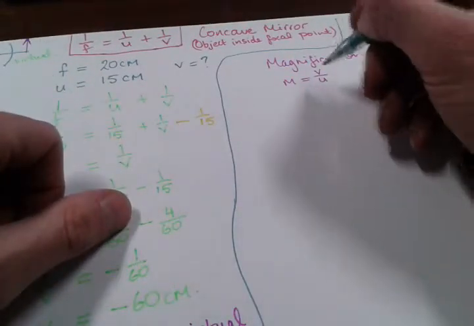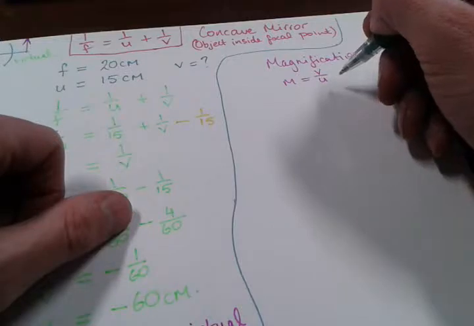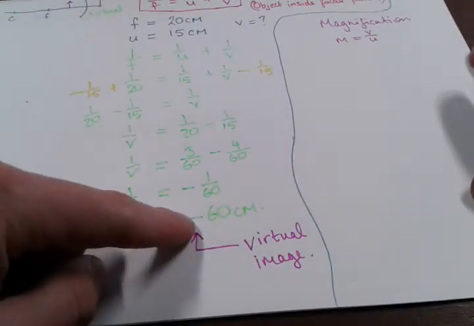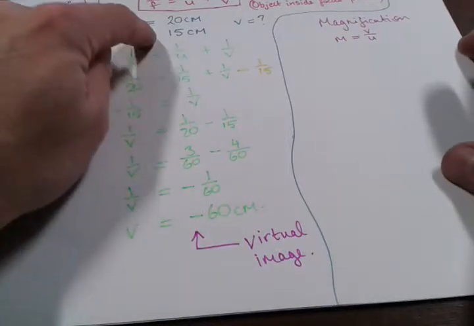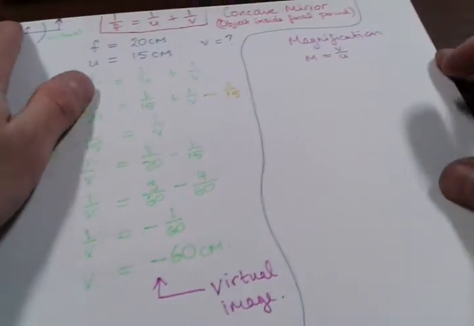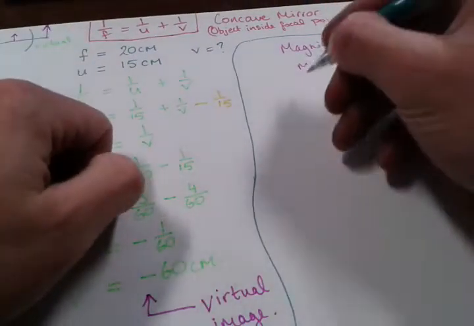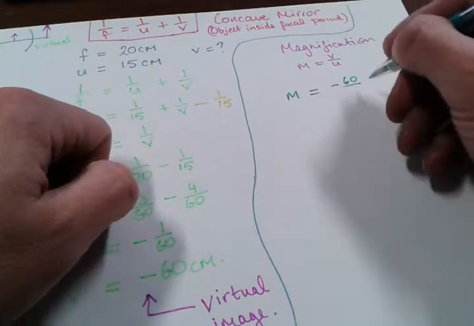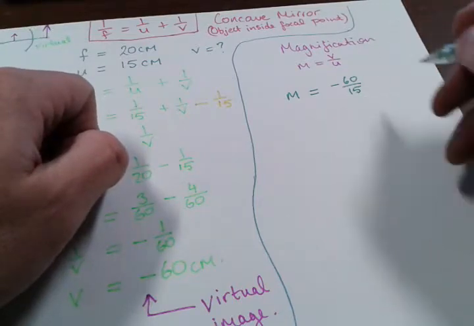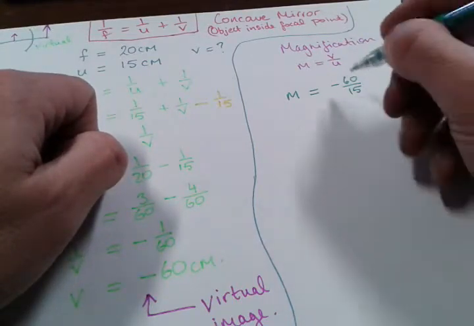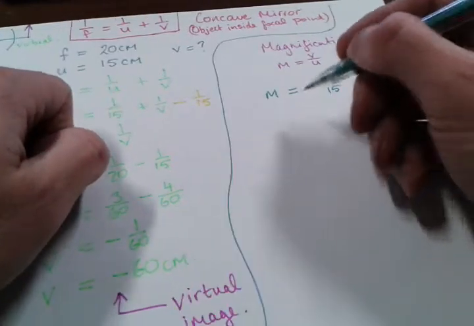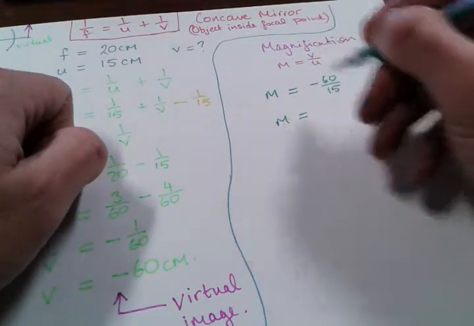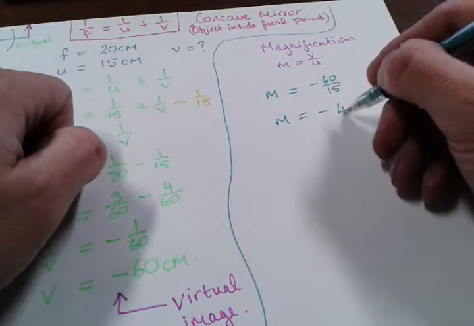Well, we use this formula, m is equal to v over u. Now, for this example, we already have calculated v. There it is there, it's minus 60. And we were given u earlier in the question, so we have 15. So the magnification in this case is going to be minus 60 over 15. This is a relatively simple one because 60 over 15 gives you a magnification of minus 4 in this case.